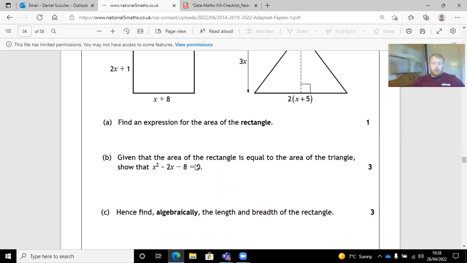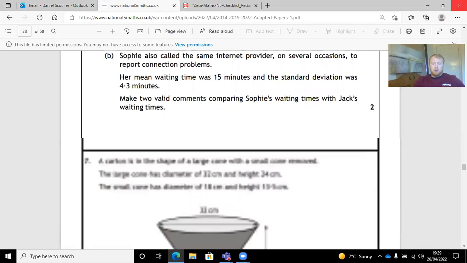Right, I'm getting quite a sore throat, so I just need a wee five minutes. I'll get a wee drink, and then we'll go through 2015, paper 2, question 14. So I'll come back on at 35 past. Okay, just need a wee drink.